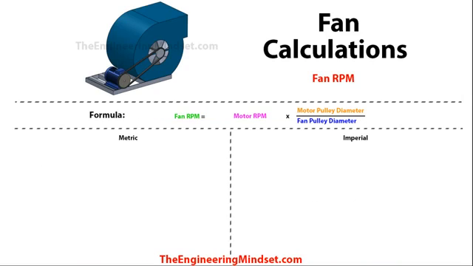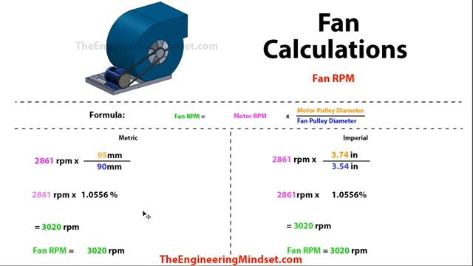So then we can look at what the fan RPM needs to be in order to achieve our design criteria. And for that we'll use this formula here, which is the fan RPM is equal to the motor RPM multiplied, and we already know these figures here. We should have calculated them or taken them from the manufacturer of any new equipment or from the design data.